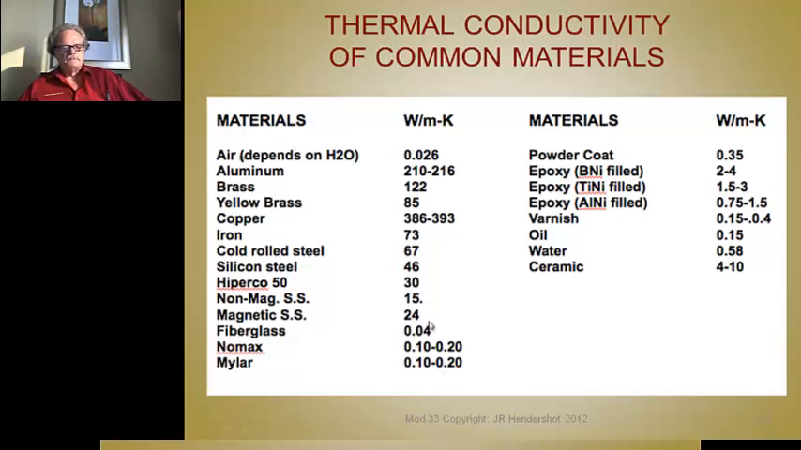Fiberglass is not that great. Magnetic stainless steel, so-so. Non-magnetic stainless steel, Hiperco 50. This is a lamination material. Silicon steel, cold rolled steel, iron. It's all getting better and better. The metallics are certainly better than the plastics or the hydrocarbon materials. So it's good to have those in mind.